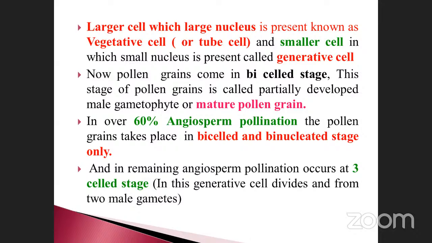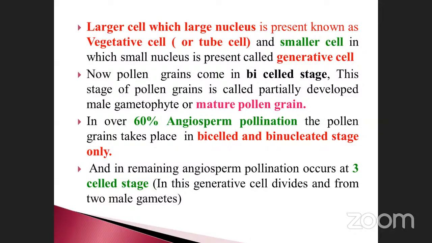In over 60% of angiosperms, pollination takes place with the pollen grains in the bi-celled and binucleated stage only. This is very, very important; many times it has been asked. The bi-celled stage, otherwise called binucleated, is also very important. How many percent did they say?